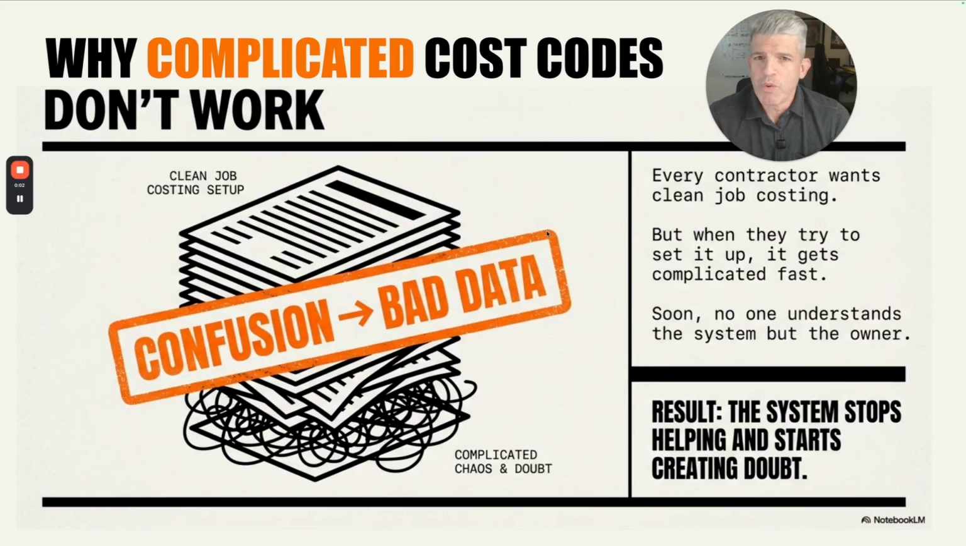Now in the rest of this video, let's take a deep dive into exactly how this cost code structure works, and I'll show you how we implement it for our bookkeeping clients. Why complicated cost codes just don't work. A lot of times when they are overly complicated or they don't exist at all, confusion abounds and we get a lot of bad data or we get no data. Every contractor wants clean job costing, but they're not really sure how to set it up, and it gets really complicated really fast. If no one understands the system except for the owner, then that's going to create a bottleneck.